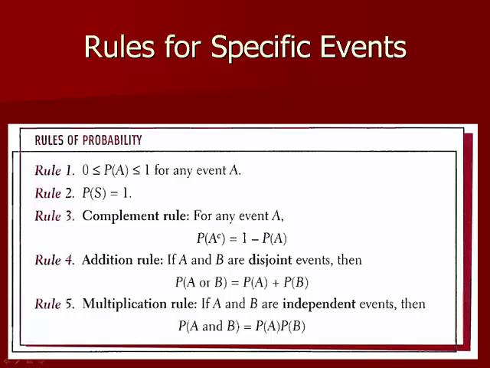Rule number 4, the addition rule, is only for disjoint events. It says that the probability of A or B is equal to the probability of A plus the probability of B. These are only for disjoint events. And then number 5, the multiplication rule, is contingent on the events being independent. So it says if A and B are independent, then the probability of A and B is equal to the probability of A times the probability of B.